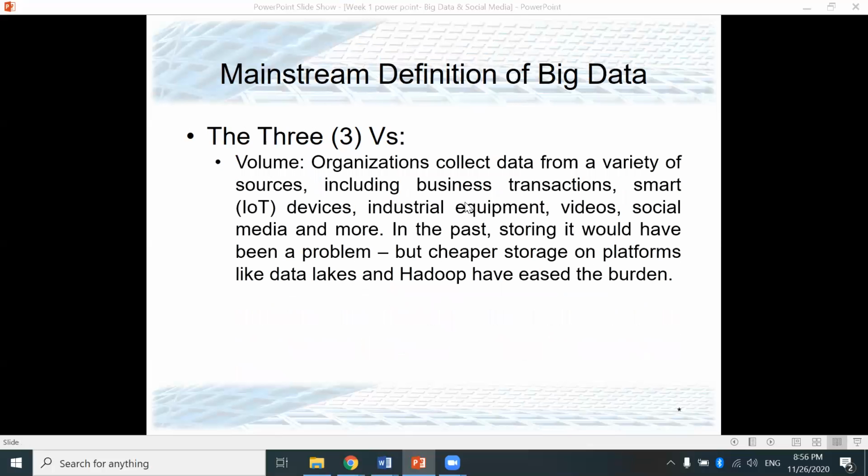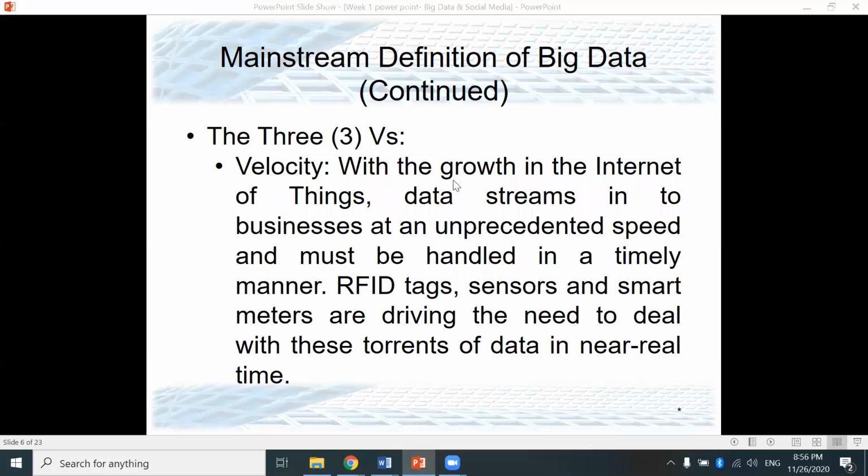So we talked about one of the V's of big data, which is volume, and the second V is velocity. With the growth of the Internet of Things, for example, data streams into businesses at an unprecedented speed and must be handled in a timely manner. Things like RFID tags, sensors, and smart meters are driving the need to deal with these torrents of data in real time.